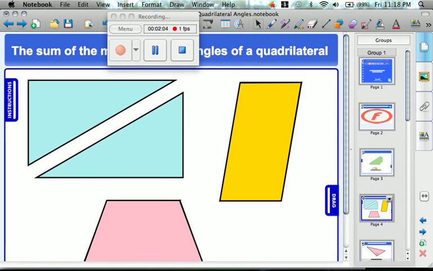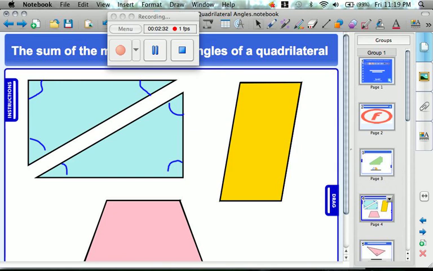And working with these two triangles, if we add this angle, this angle, and this angle together, we have 180 degrees. This angle and this angle together, we have 180 degrees. And if we add the two 180 degrees of angles together, we will get 360 degrees.